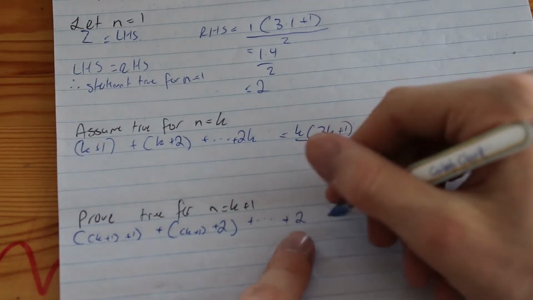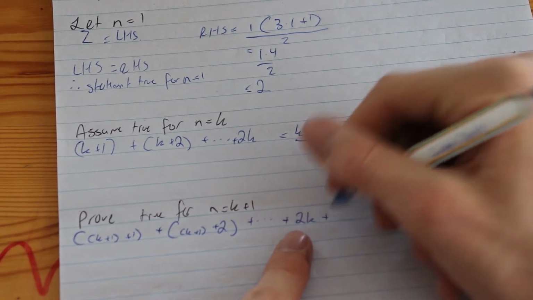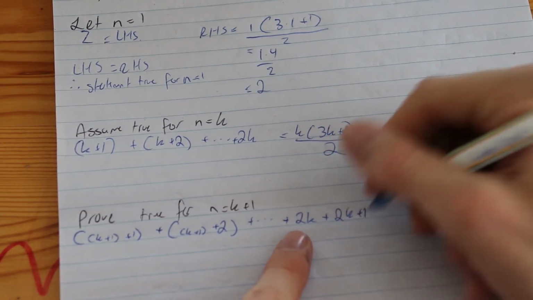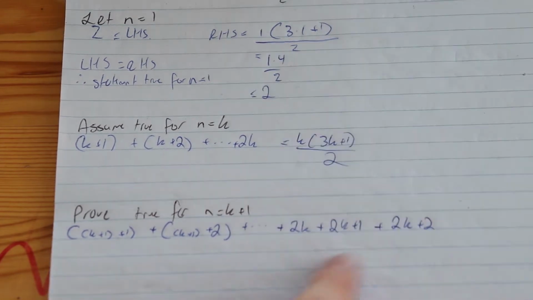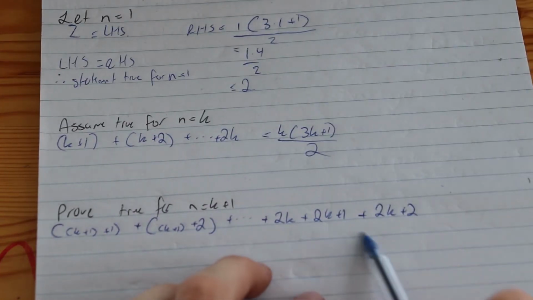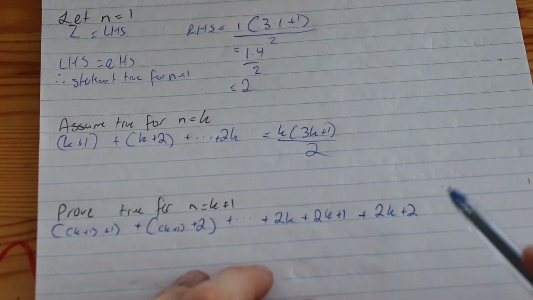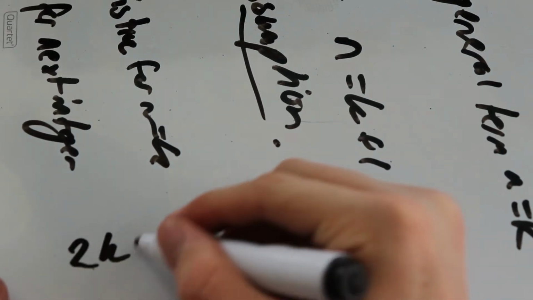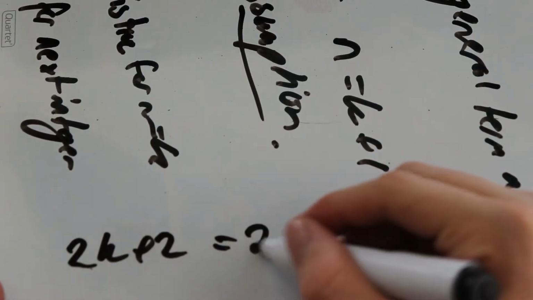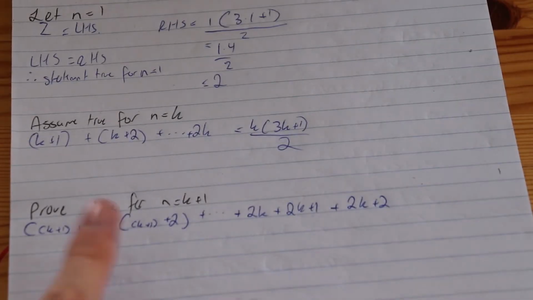So I'm going to say this is 2 times k, plus 2k plus 1, plus 2k plus 2. Because we're still going up in increments of 1, and the reason I can say it's this is because this term here, we know that 2k plus 2 is equal to 2 times (k plus 1). That's just some pretty simple distribution stuff. So we can just write that instead.